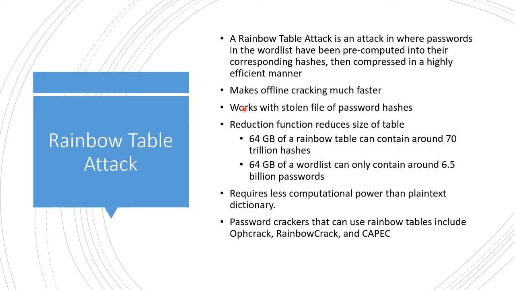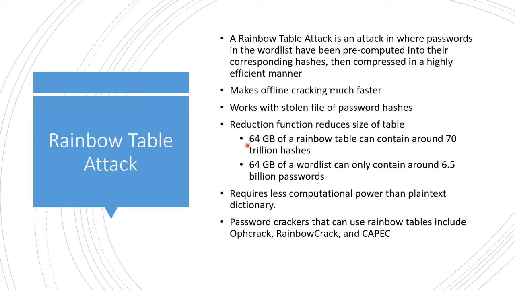So you have a rainbow table. It's a special type of dictionary with pre-computed hashes. It makes offline cracking much faster. You use it against a stolen file of password hashes. And it has a special reduction function that reduces the size of the table.